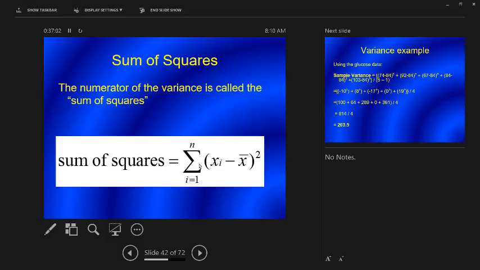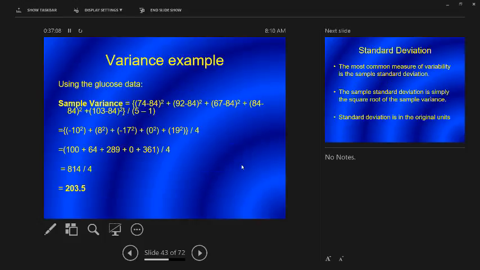So as we saw, the numerator is the sum of the squared differences from the mean. How do we compute that with an example, like with our glucose data? Remember, 74 minus 84 for the first observation's difference from the mean. That's negative 10, and then we square negative 10 to get 100. So that's the first value's squared difference from the mean. And just do that for all 5 values. Get the difference from the mean, square that difference, write down the squared difference.